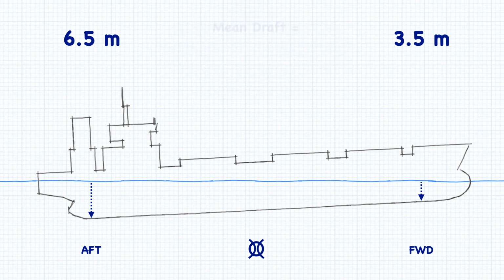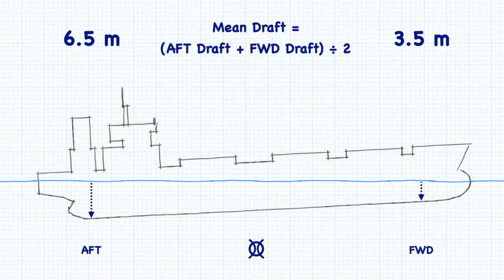Finally, there's the mean draft. Mean draft is simply the average of the forward and aft drafts, which in this case is 5 meters. Mathematically, it works out to be the same as the draft midships. However, this is not as straightforward as it seems, as we'll see in the next lesson.